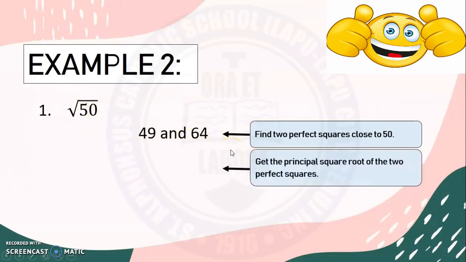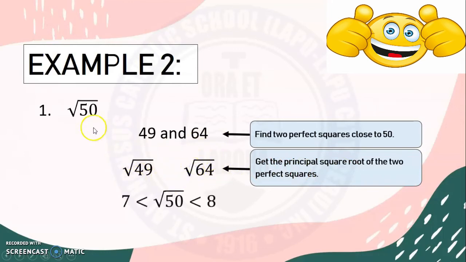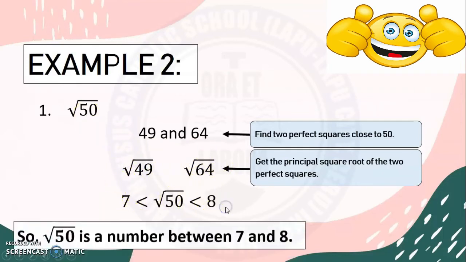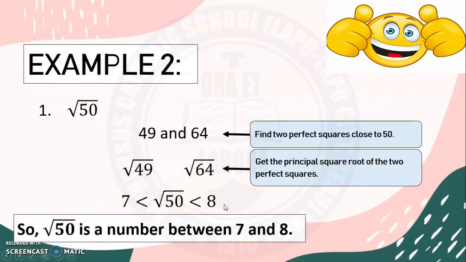Next, get the principal square root of the two perfect squares. Again, principal square root means the positive square root. So that is the square root of 49 and the square root of 64. The square root of 49 is 7. The square root of 64 is 8. So that means the square root of 50 can be found between 7 and 8. So the square root of 50 is a number between 7 and 8.